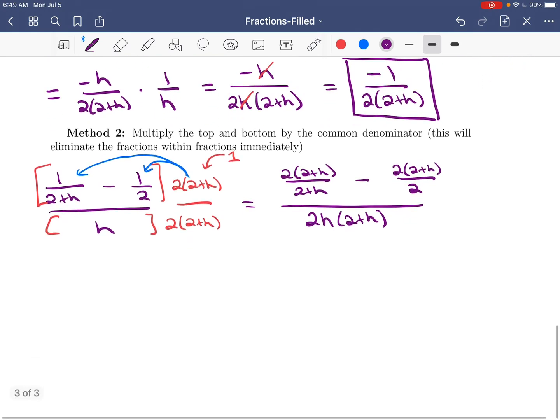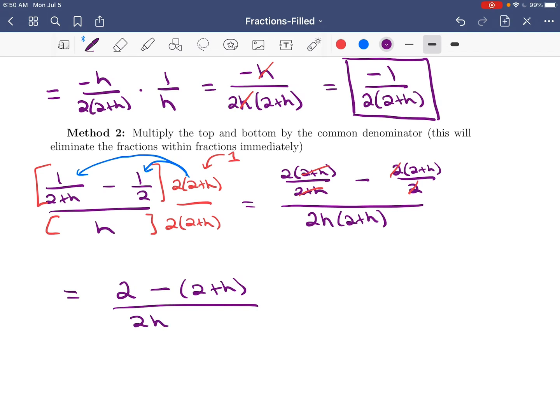Okay, and now if I look at the top, I can see on the first one I have 2 plus h over 2 plus h. Well, that's a 1, so those cancel out. And on the second term I have 2 over 2, so that's also a 1, so those cancel out. So my top is going to simplify to 2 minus (2 plus h). Okay, and now I can put this negative through. So I have 2 minus 2 minus h over 2h times 2 plus h.